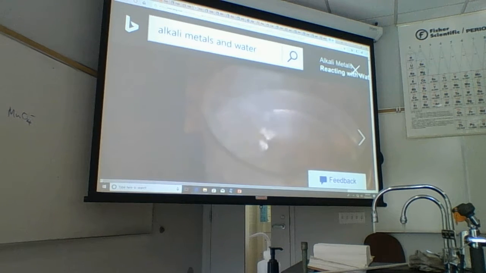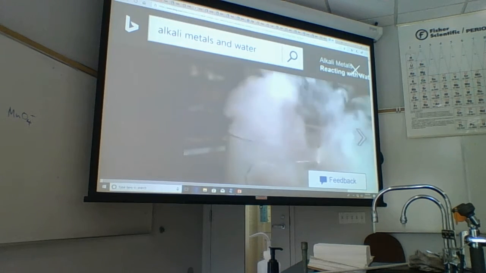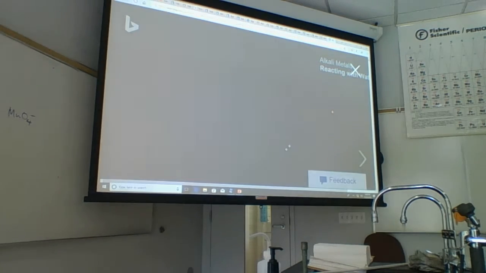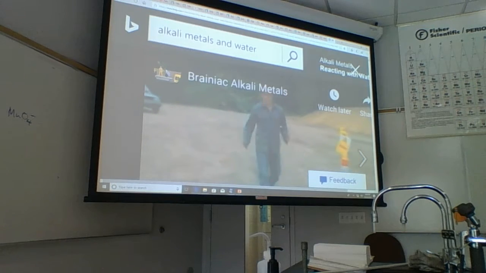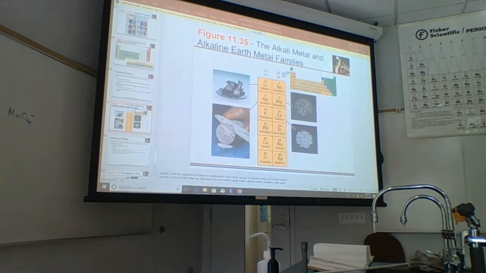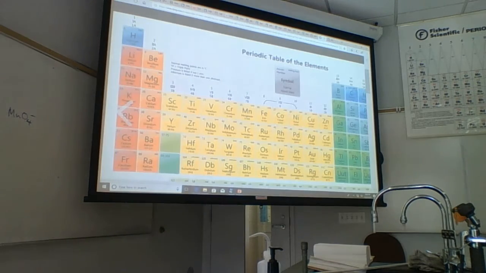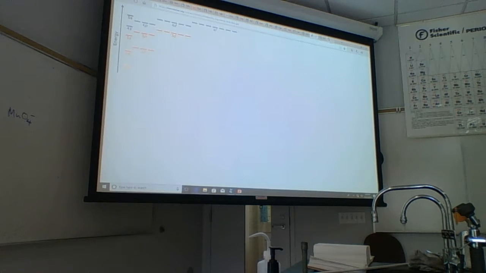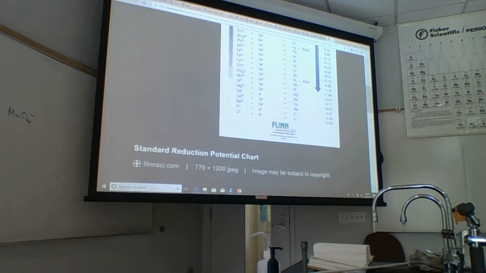Let's try cesium, our fifth alkali metal. That's cesium. Shattered the glass. That's an angry metal. It really doesn't like water.